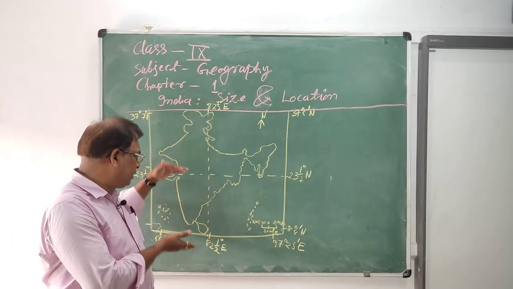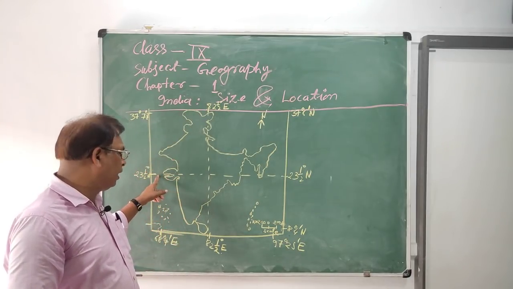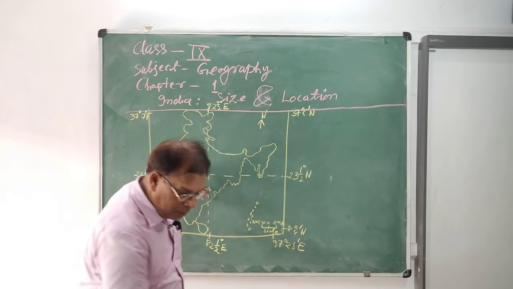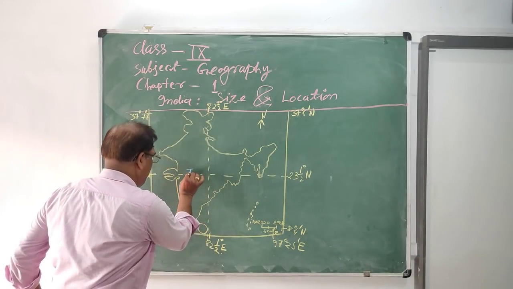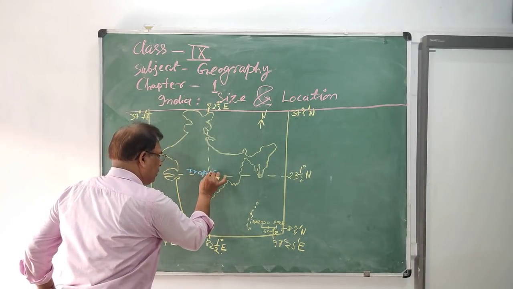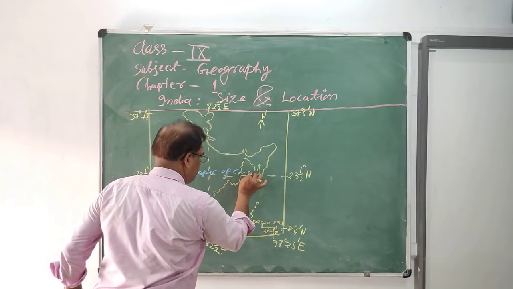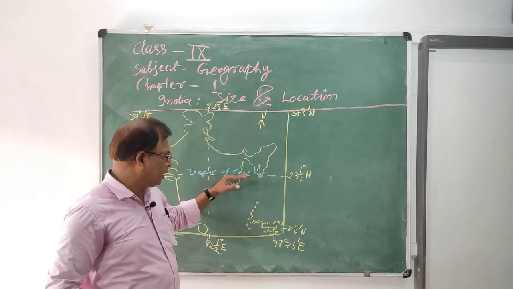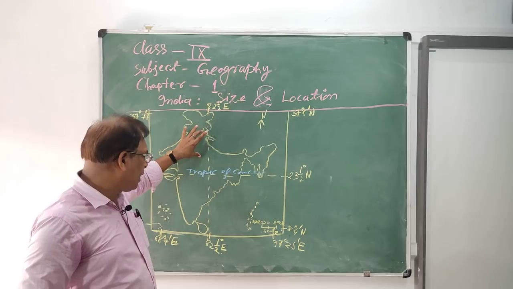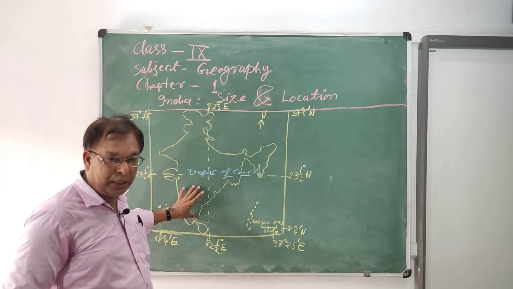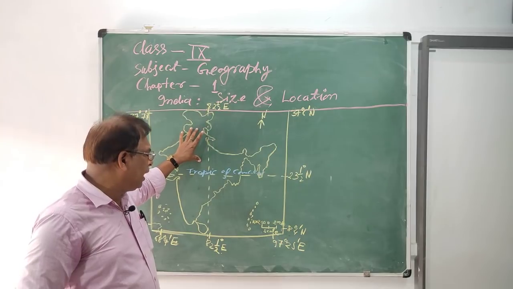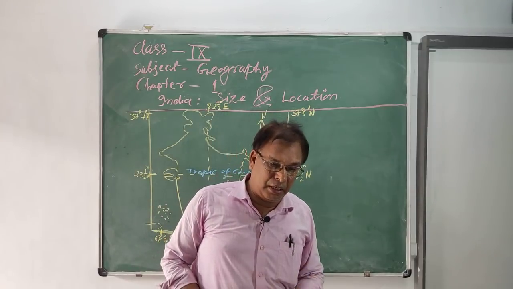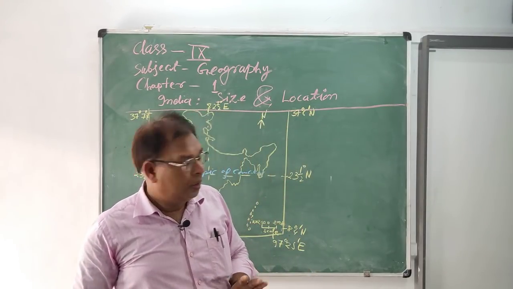India is divided into two equal parts by the Tropic of Cancer. This Tropic of Cancer divides India into two equal parts, the northern part of India and the southern part of India. The northern part of India is very important for human settlements. Why?